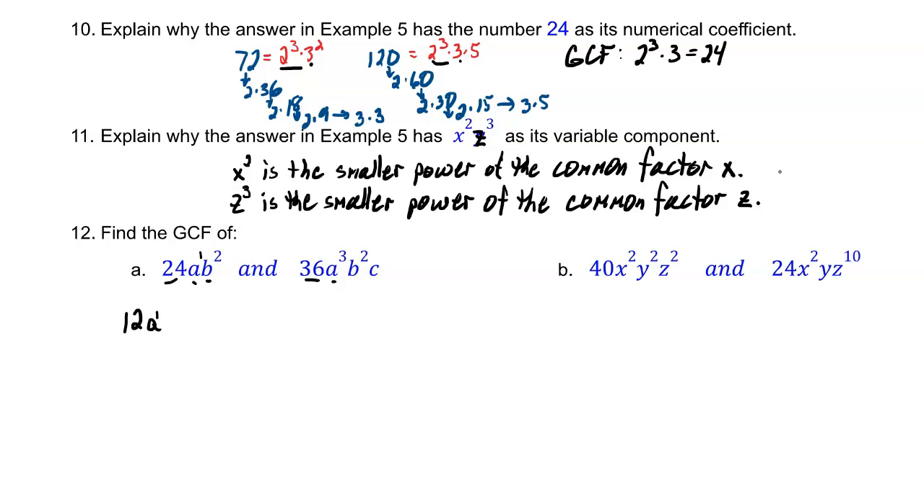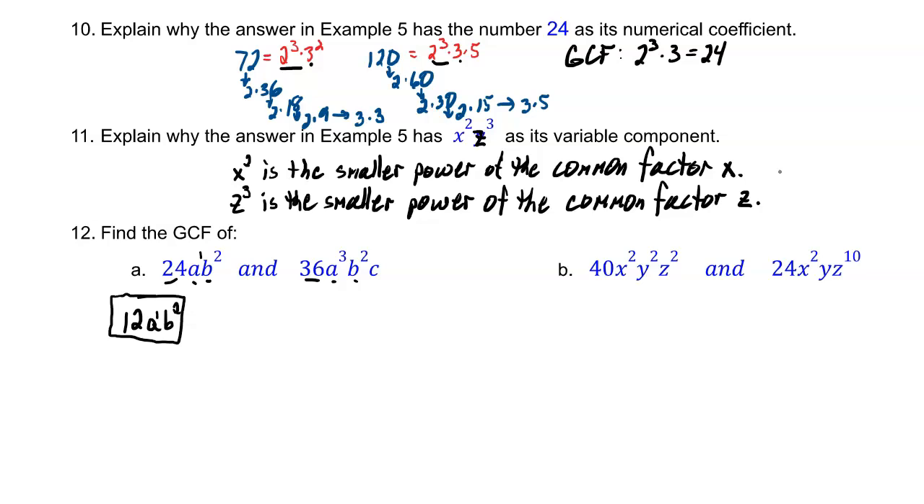Now the letter B is common to both. Both of them have B to the second power. So B squared is part of the GCF. The factor C is not common to both. So our greatest common factor is 12ab squared.